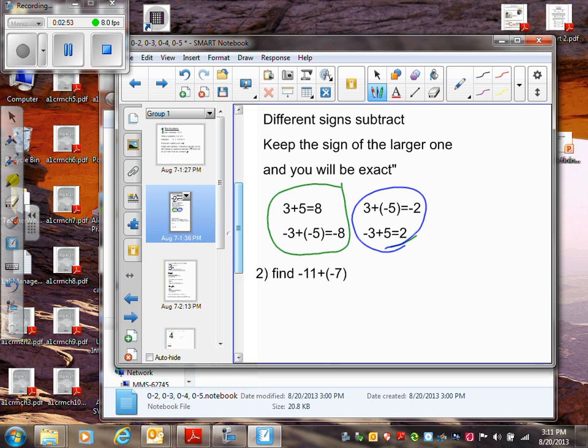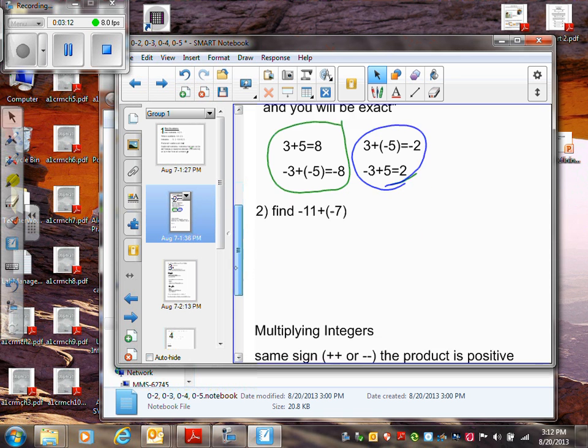So 3 plus -5, subtract them. 5 minus 3 is 2. The 5 has the larger number, and it's got the negative sign, so we'll keep the negative. Down here, 5 minus 3 is 2. 5, the larger number, has a positive, so we'll keep positive.